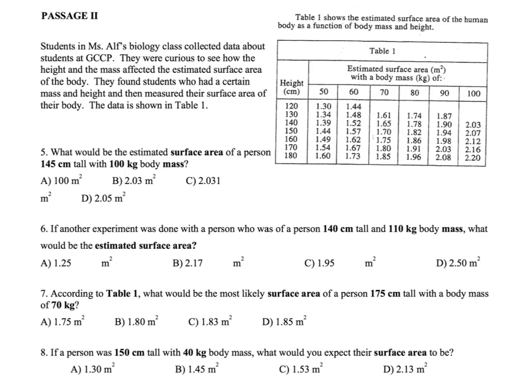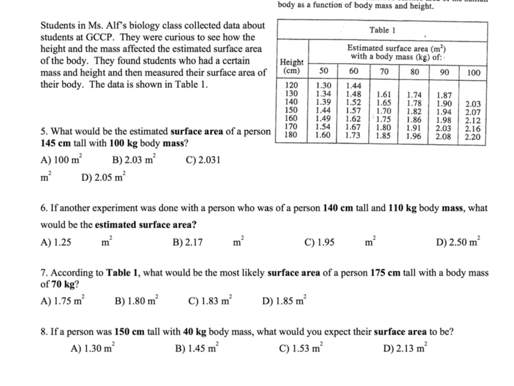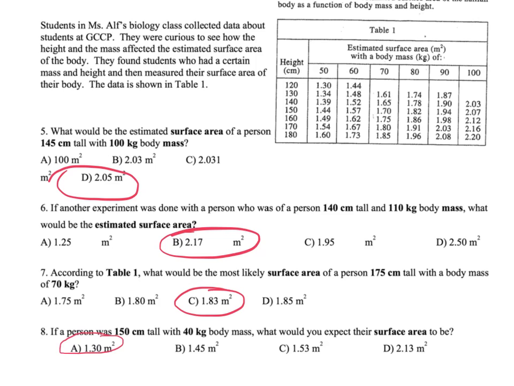Moving on to the other passage, slightly more complicated data table, okay, but the same exact skill. For question number 1, the right answer is D. For question, that would be question 5. For 6, the answer is B. For 7, the answer is C. And for 8, the answer is A.